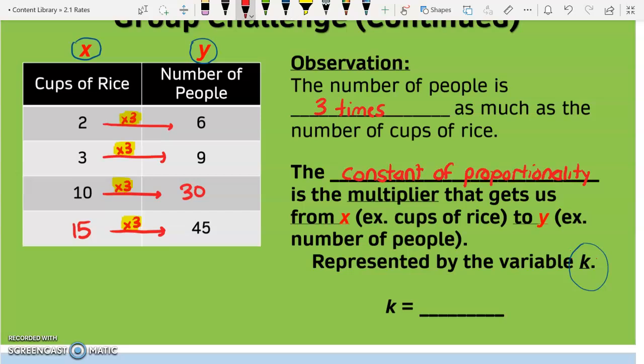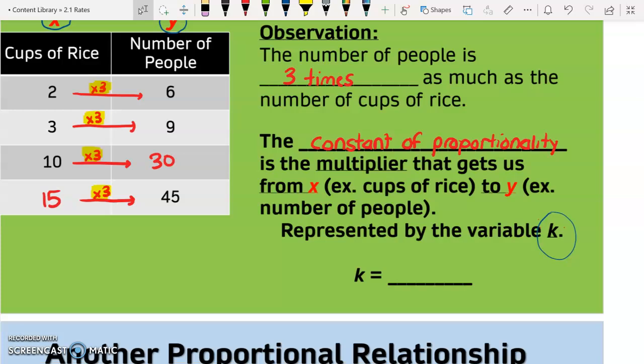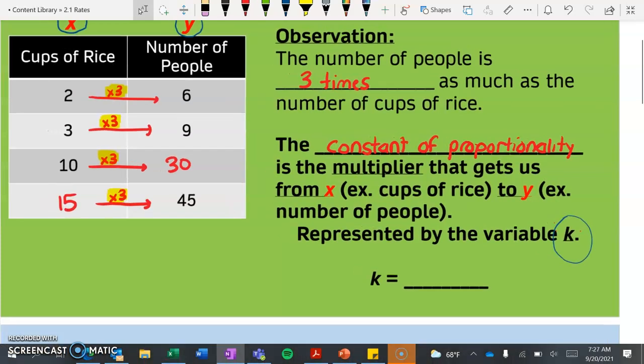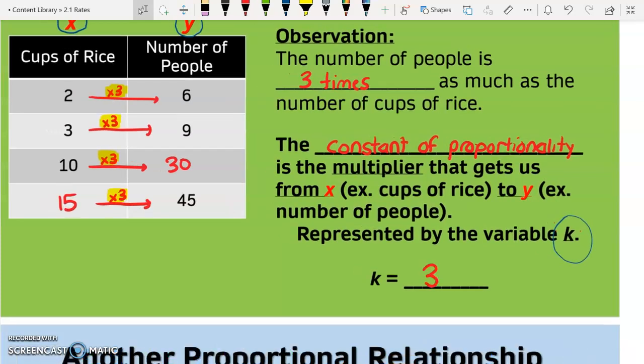Again, a variable, you probably learned this maybe in 6th grade math. It's just a letter to represent a value. In this case, k represents the constant of proportionality. And k is always going to be the number that you're multiplying by to get from x to y. Right, so in this case, it would be 3.